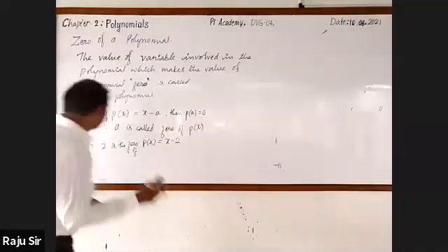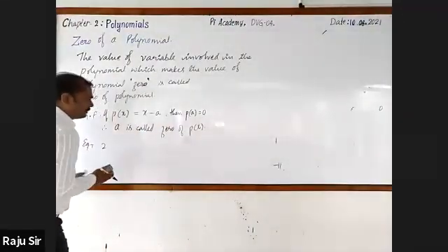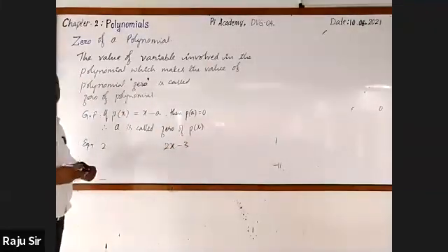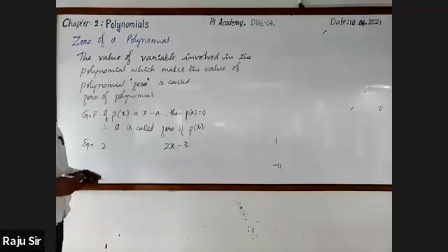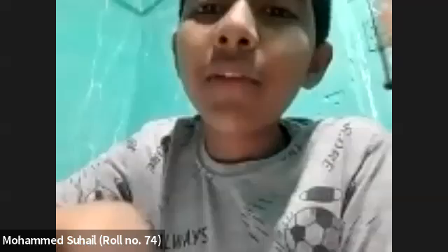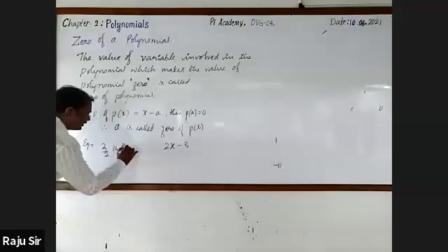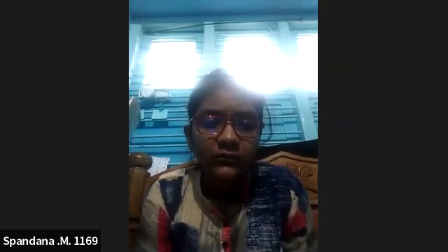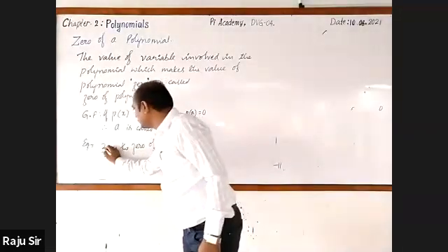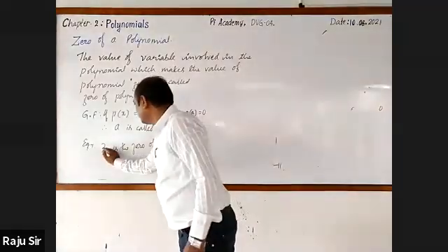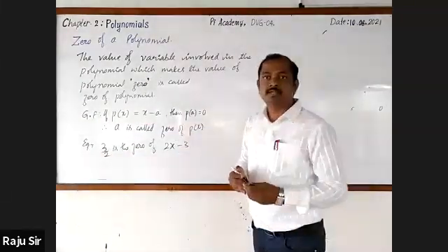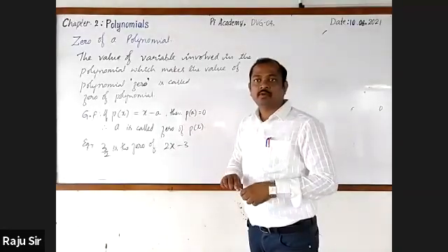I take another one. Suppose 2x minus 3 is there. Could you tell what may be the zero? 3 by 2. 3 by 2 is the zero of 2x minus 3. The reason is when you substitute this 3 by 2 in place of x, the value will be 0. Clear?